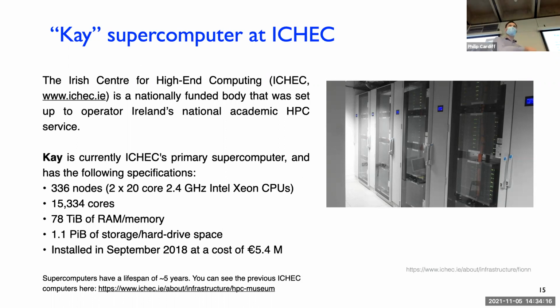That was installed in 2018. Typically the life cycle of a supercomputer is about 5 years. So ICHEC replaces the computer every 5 years, just because it uses so much electricity that it would be cheaper to buy a new computer than to continue to maintain it and fix things when they go wrong. So every 5 years they change it.